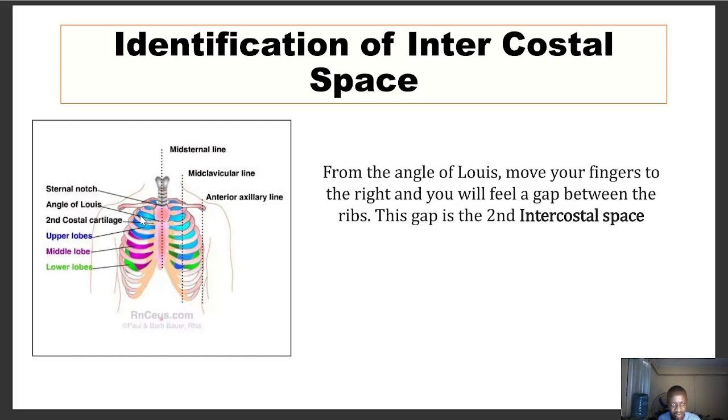So if this is our angle of Lewis, it's at this point. Now we move 2 centimeters. At the point that we feel a gap between the ribs, that's the 2nd intercostal space. So from the angle of Lewis, we move 2 centimeters, and where we feel a gap between the ribs, that becomes our 2nd intercostal space. Then we continue counting to the 4th up to the 6th. That is part of the identification of the intercostal space.